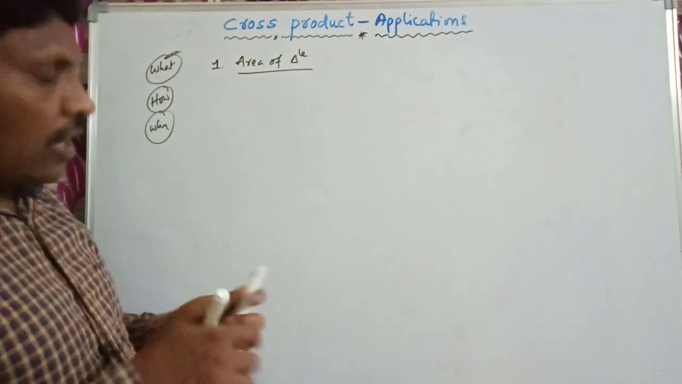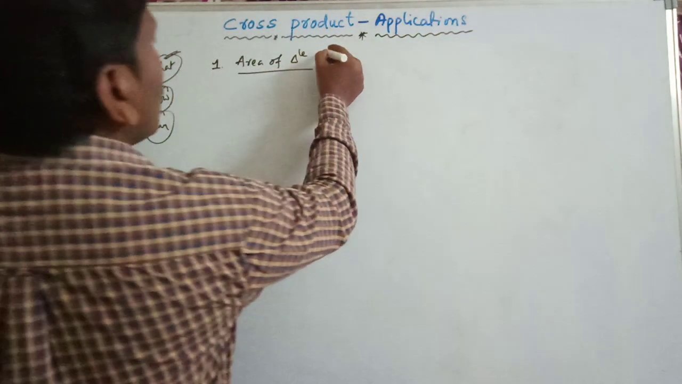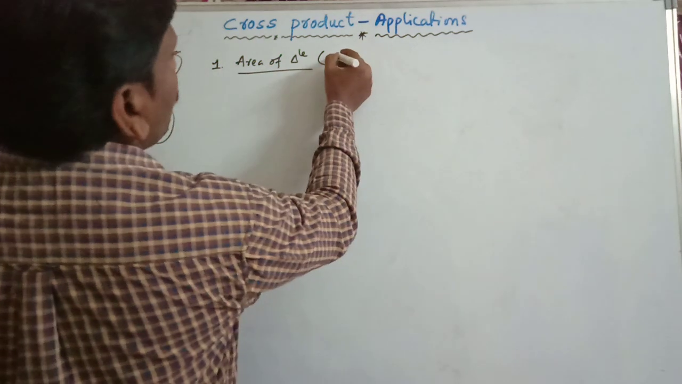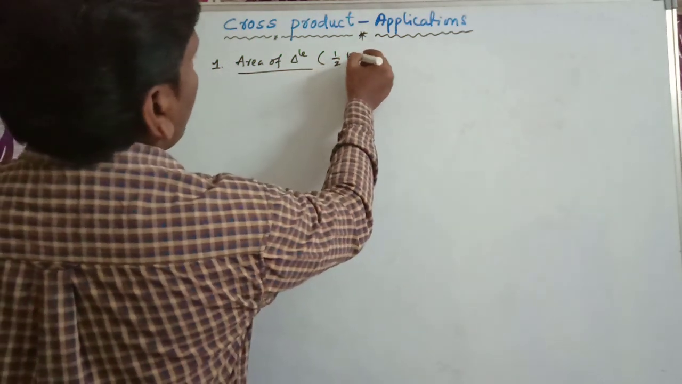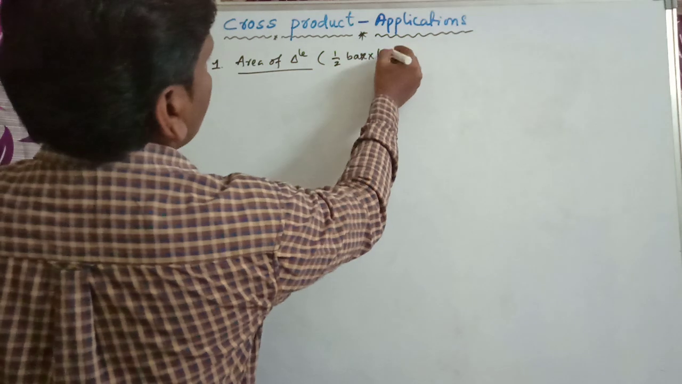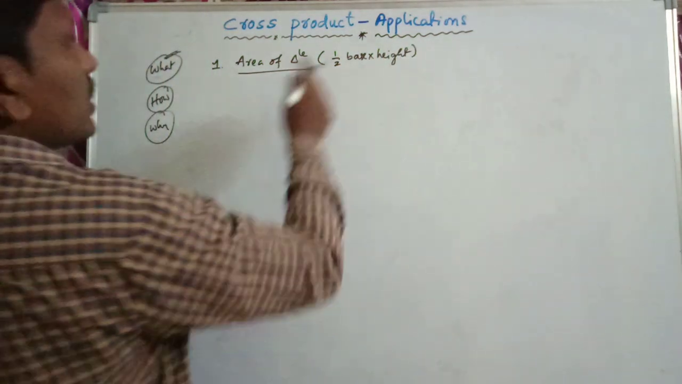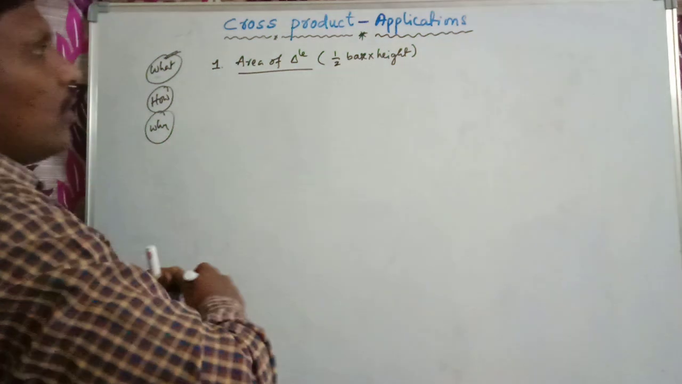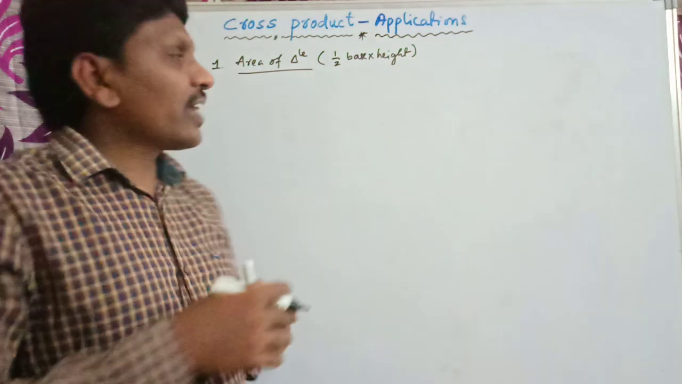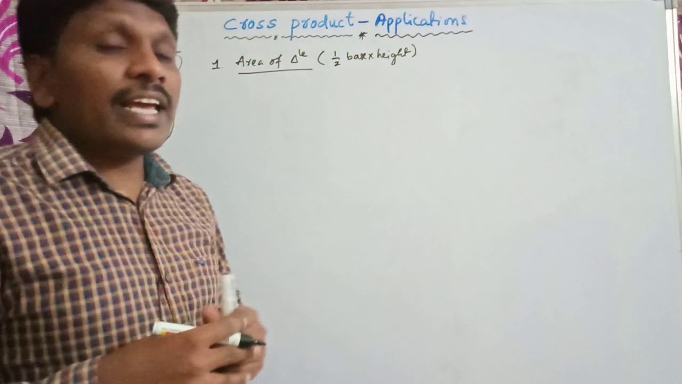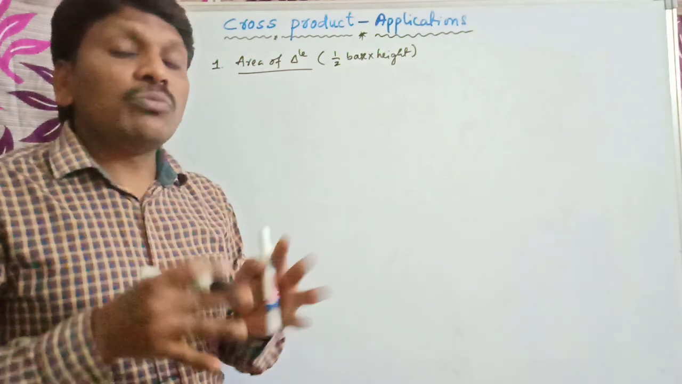Area of triangle. How can we get the area of a triangle? We know that area of triangle, that is what? Half into base into height. So this is the area of the triangle according to sides. Okay. Now we are going to prove the area of the triangle in terms of vectors.